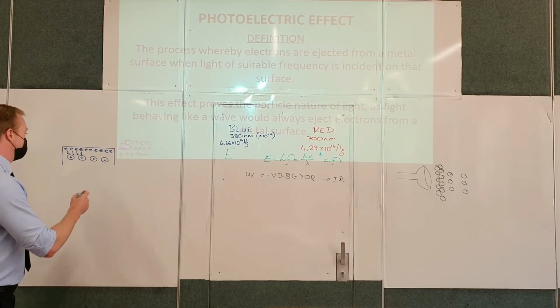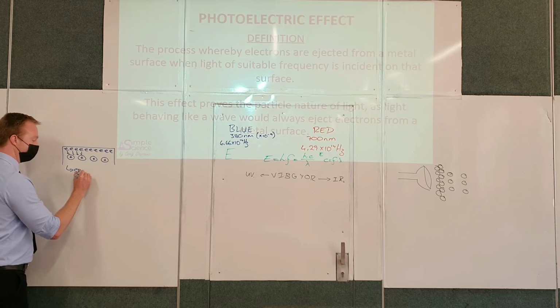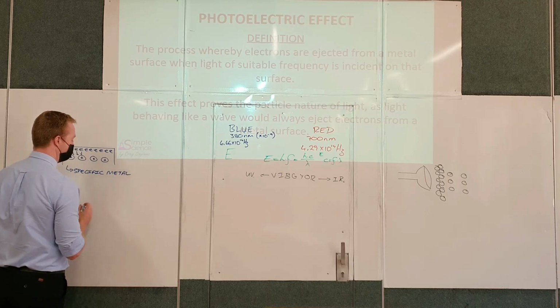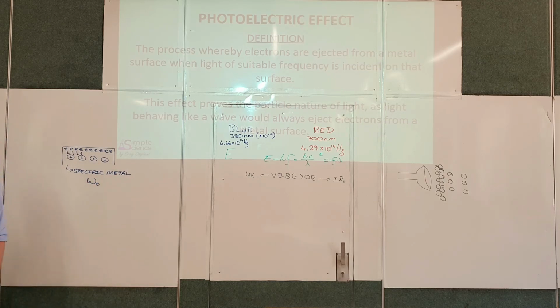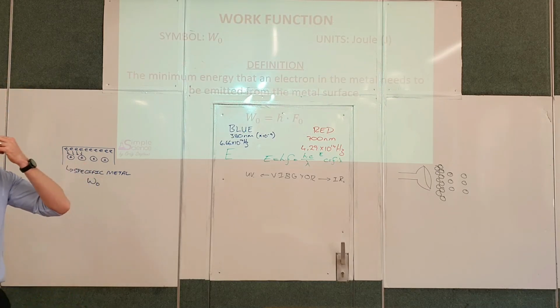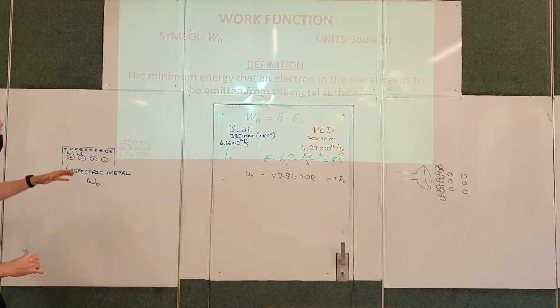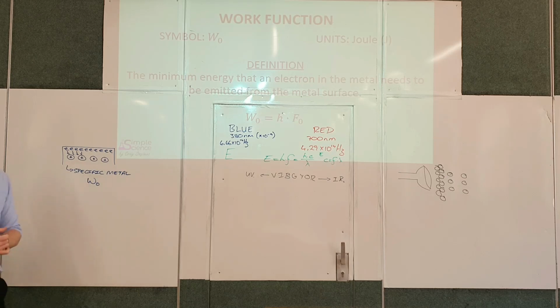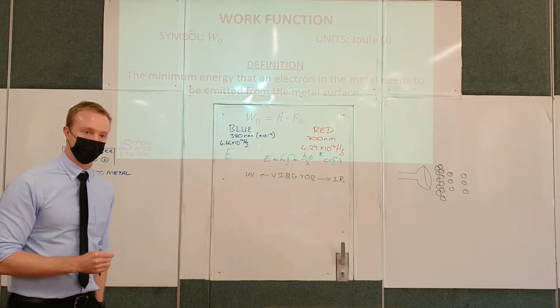So what we say is that every specific metal has a specific work function. Work function has the symbol W0. The work function is the minimum energy that an electron needs to be emitted from the surface of a metal. So what you'll see very often when we talk about the photoelectric effect is that we'll say the work function for graphite, or the work function for sulfur, or the work function for gold is, and then they give a value. Okay, they say that because every metal has a different work function.